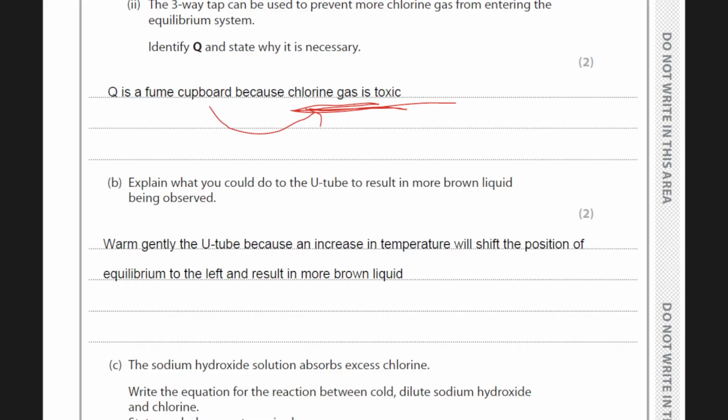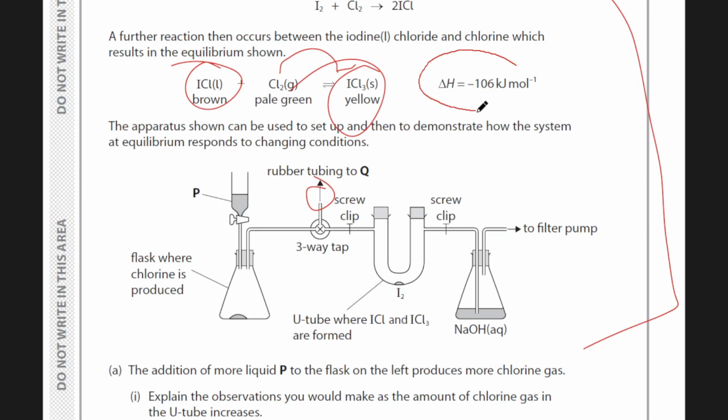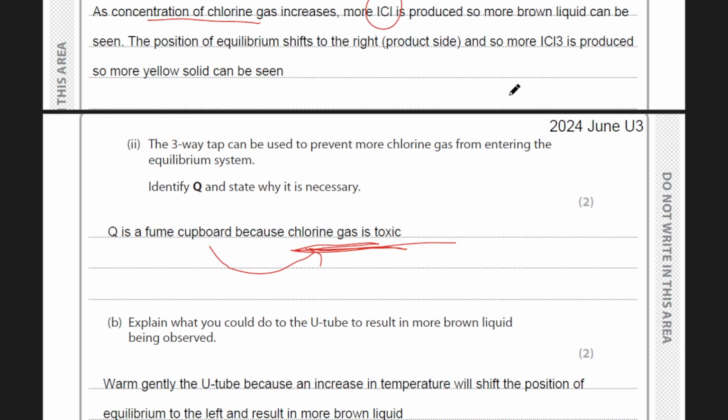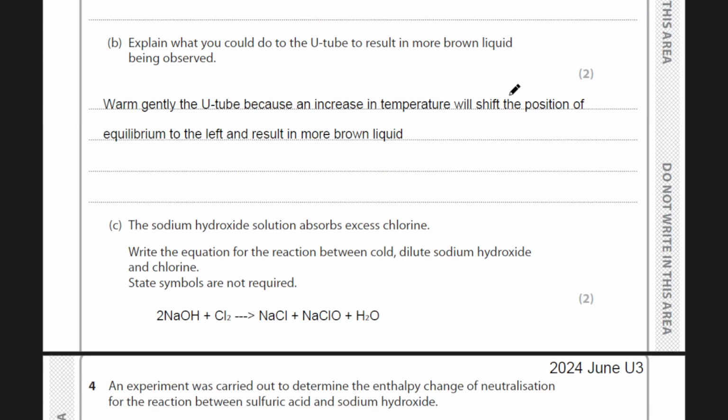Explain what you could do to the U tube to result in more brown liquid being observed. We can warm gently the U tube, because if we increase the temperature, it's going to shift the position of the equilibrium to the left and result in more brown liquid. As you can clearly see here, the value of delta H is exothermic. So if we increase the temperature, the equilibrium will shift towards the left, and that is the endothermic direction. So obviously this will result in the production of more brown liquid. So this action is justified.